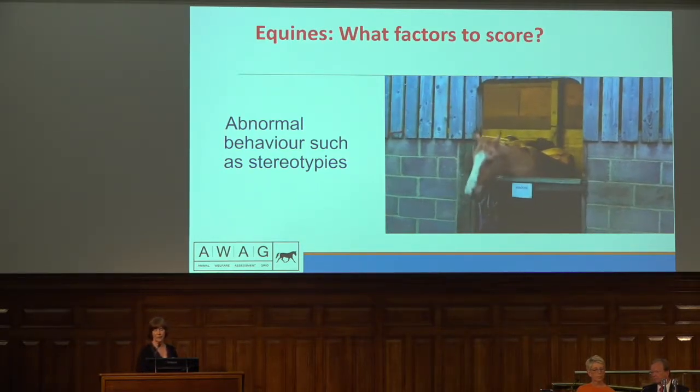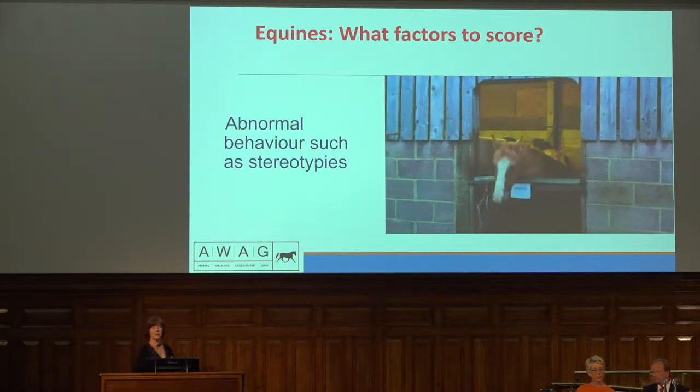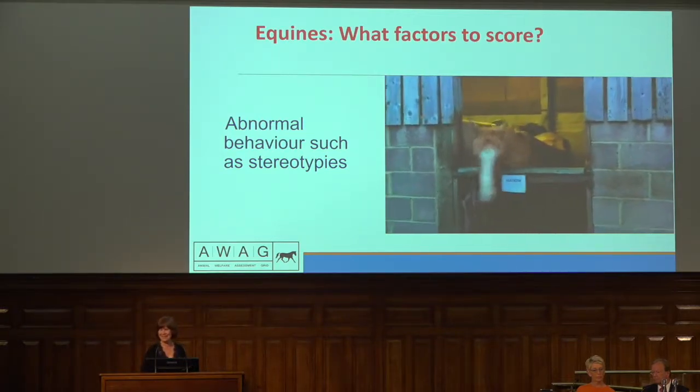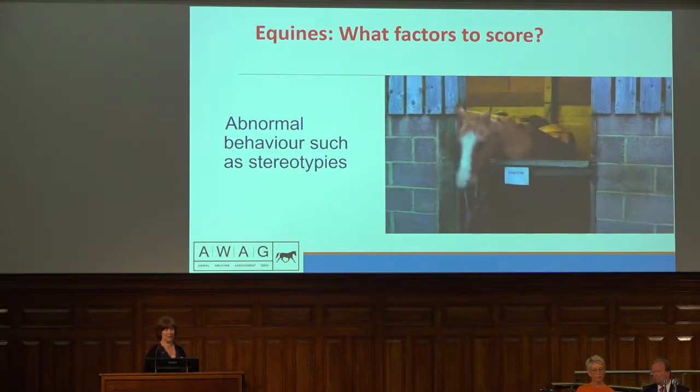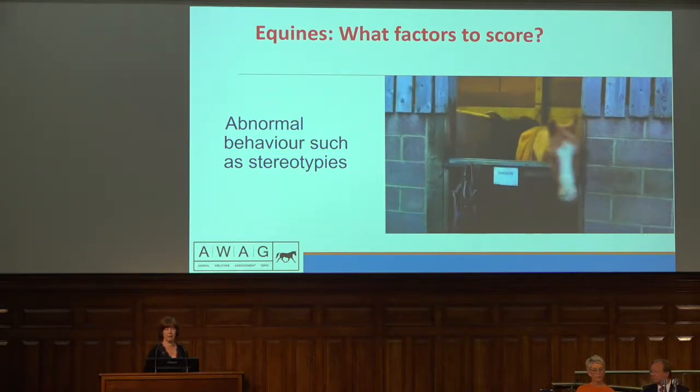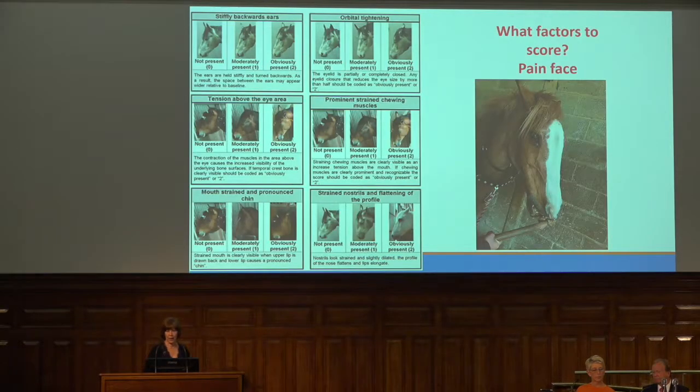So for example, here's this horse Shadow, and how often do you see owners go, oh, Shadow, he's really cute, he does this all the time, isn't he sweet? Stereotypic behaviour, is it recognised as abnormal? So also with horses, for example, you can score pain face.